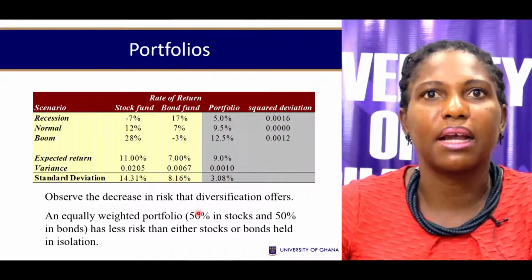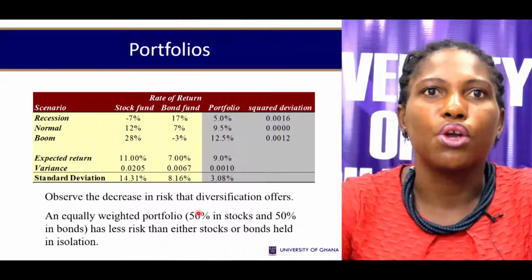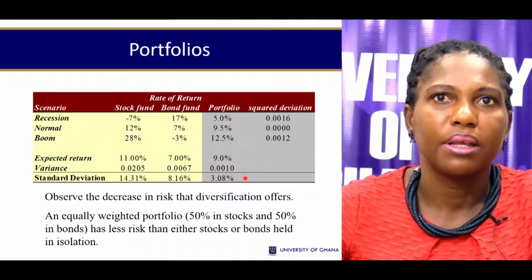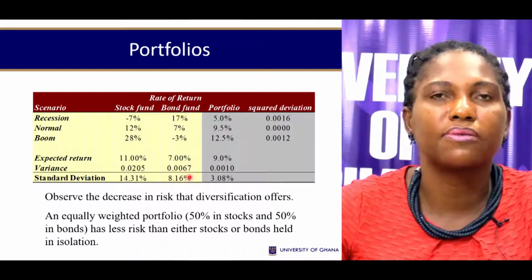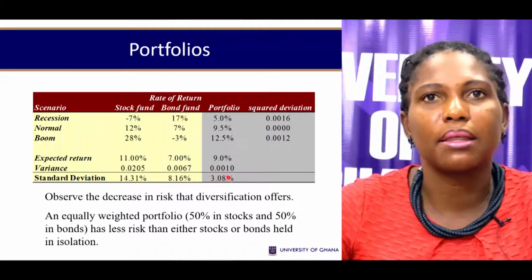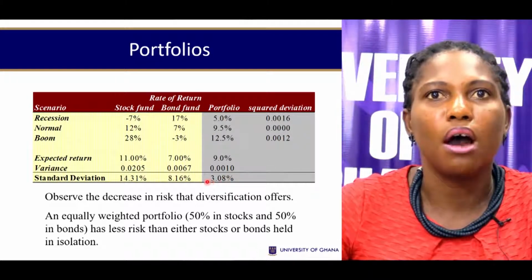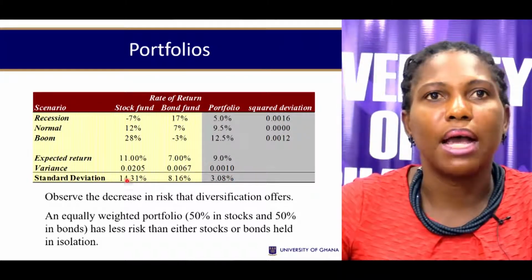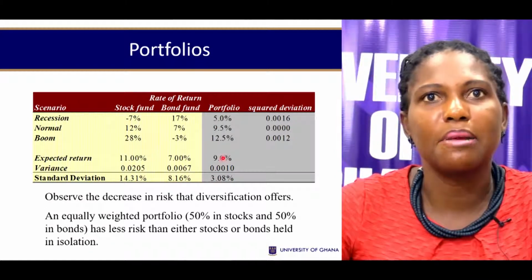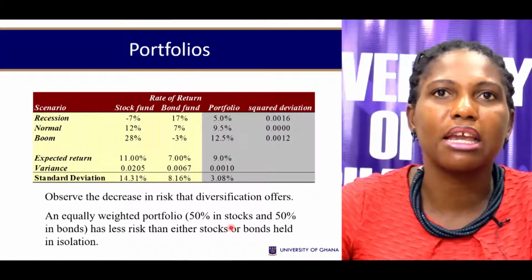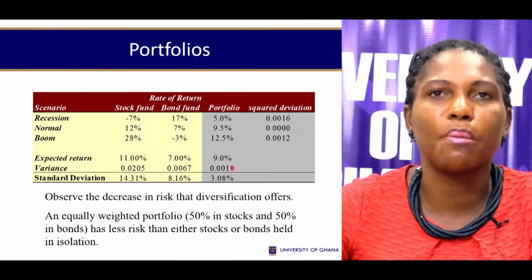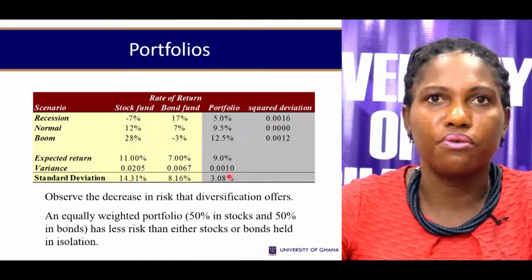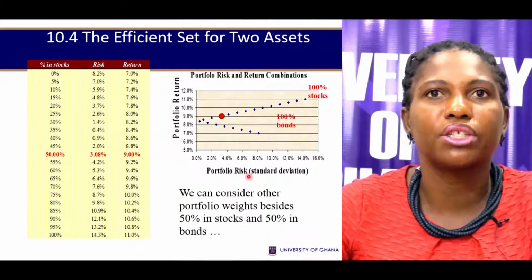Now, let's look at the fact that by virtue of diversification, we observe a decrease in risk. For each of them, we had 14.31 for the stock fund and 8.16 for the bond fund, but once we put them together, the portfolio has a standard deviation of 3.08. But if you look at the significant drop in risk, it doesn't match up to that much of a significant drop in return. So diversification can give you the opportunity of dropping risk without necessarily losing so much in terms of portfolio returns.